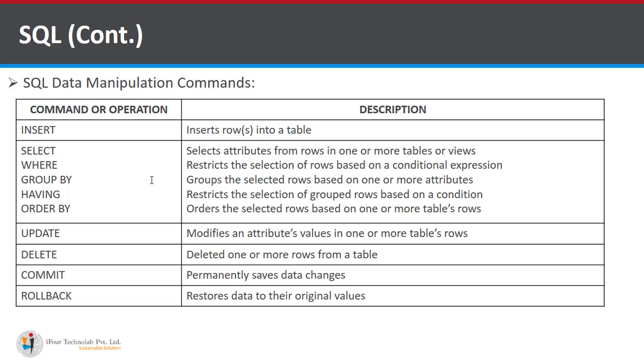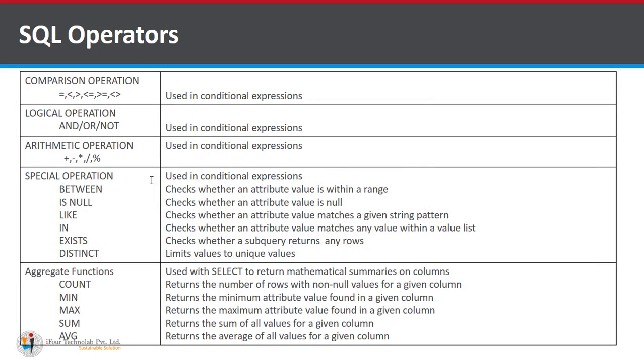Data manipulation commands are insert, select, where, group by, having, order by, update, delete, commit, rollback. The descriptions are as follows. You can see here. Now we have operators. Operators can be seen in almost every programming language. In SQL, this also exists. An operator is a character used in an SQL statement. They are used to specify conditions and actions which they perform. We have different types of operators in SQL, which are comparison operations, logical operation, arithmetic operation, special operation, and aggregate functions like count, minimum, maximum, sum and average.